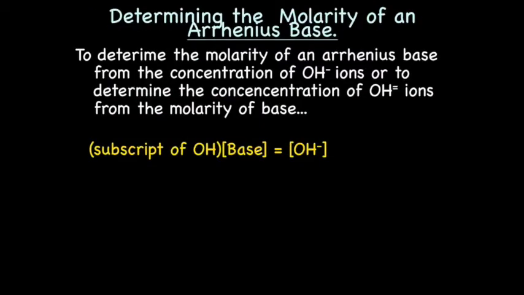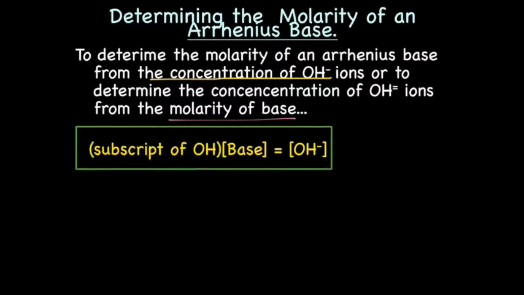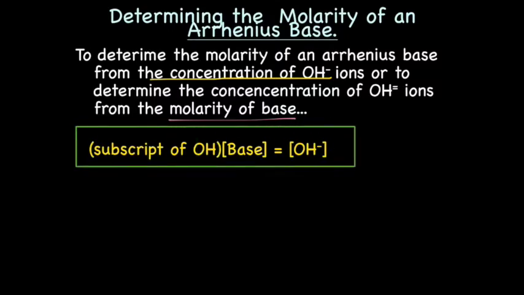To determine the molarity of an Arrhenius base, one that ends with OH, you can do that from the concentration of OH ions, or you can do it from the molarity of the base. You are going to use a very similar equation, except it's the subscript of OH times the concentration of the base equals the concentration of OH.